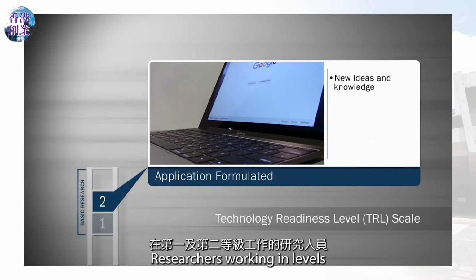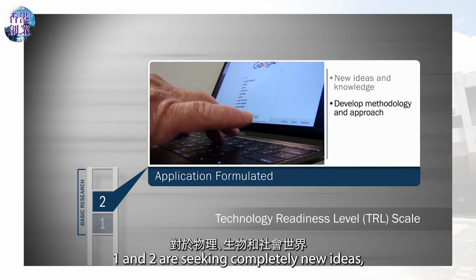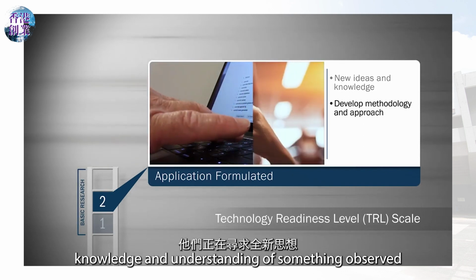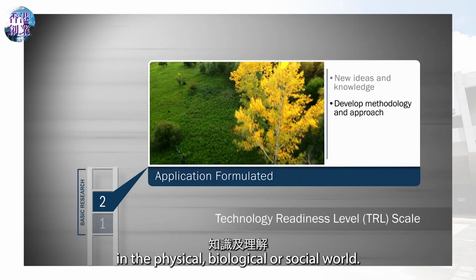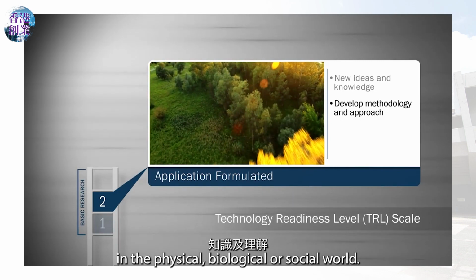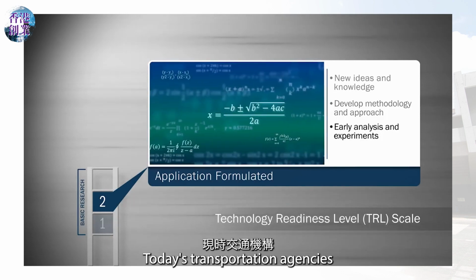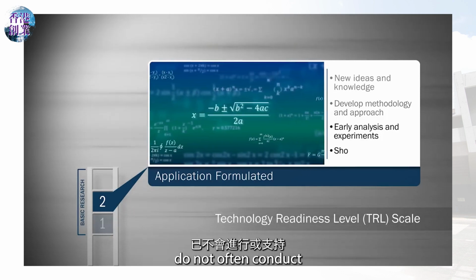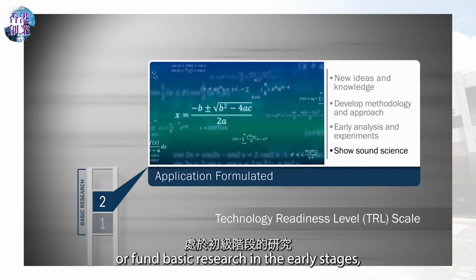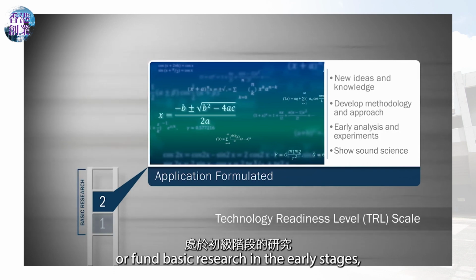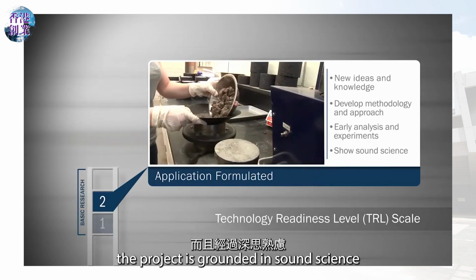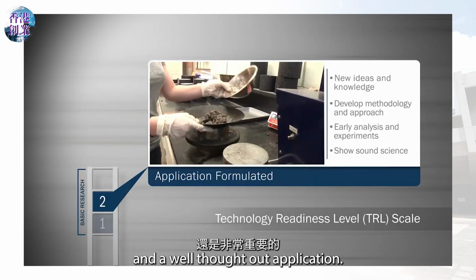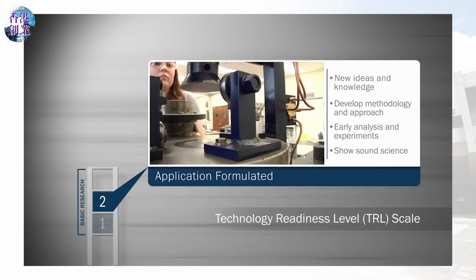Researchers working in levels 1 and 2 are seeking completely new ideas, knowledge, and understanding of something observed in the physical, biological, or social world. Today's transportation agencies do not often conduct or fund basic research in the early stages, but it's important to check that the project is grounded in sound science and a well-thought-out application.